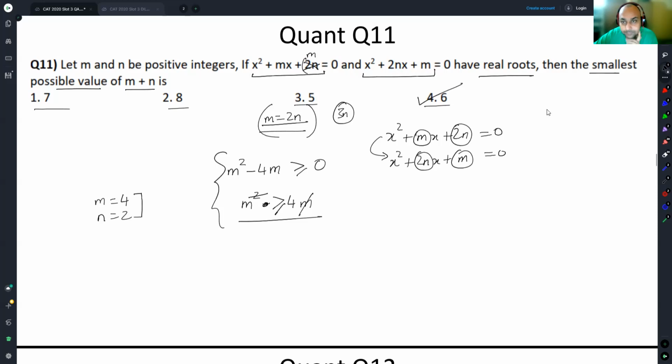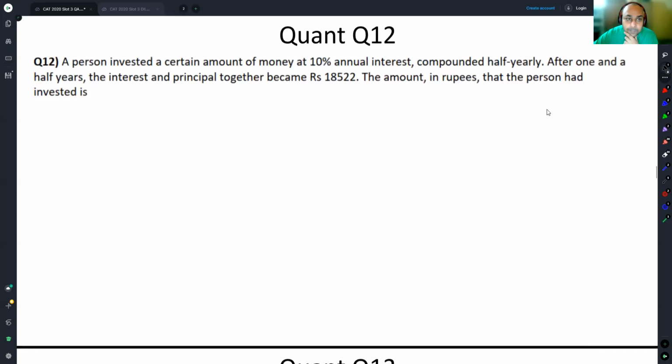Okay, let's move. A person invested a certain amount of money at 10% annual interest compounded half yearly. After 1.5 years, the interest and principal together became 18522. The amount is 18522. The amount in rupees that the person had invested is, we need the principal. Principal, certain amount of money at 10% annual interest compounded half yearly. So P into 21 by 20 into 21 by 20 into 21 by 20 is equal to 18522.